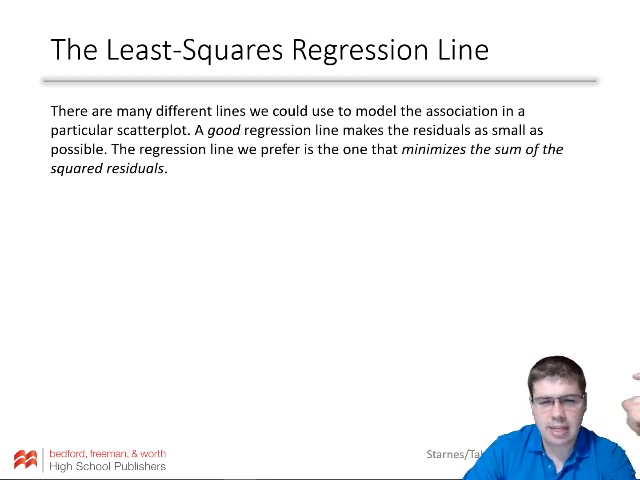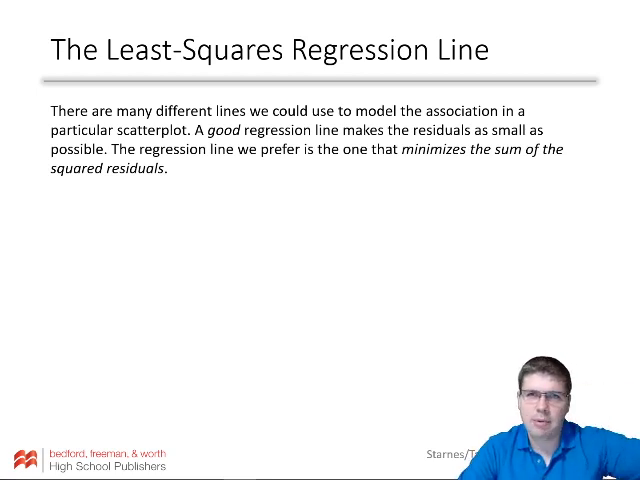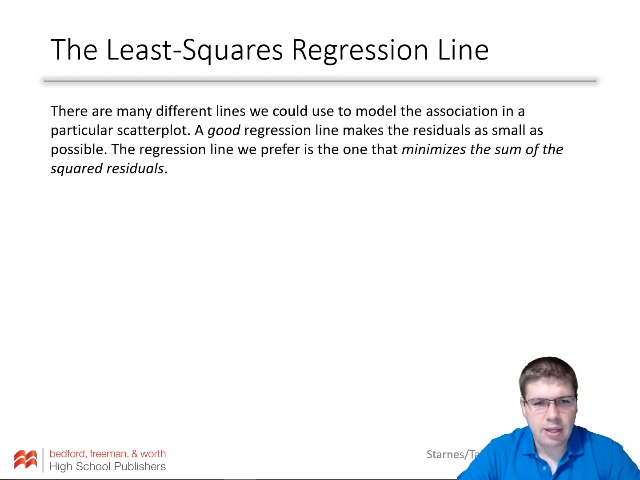And we have to do something like that to make those distances work. If we just took the sum of them, there's a whole bunch of lines that would add up to 0. So we want the absolute value, or better yet, the squared vertical distances. That is what we call a least squares regression line.